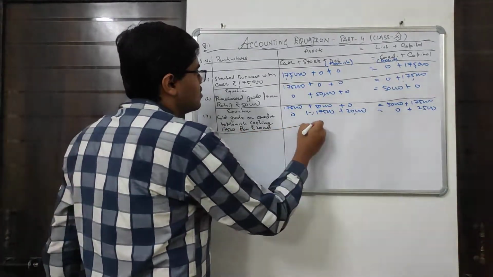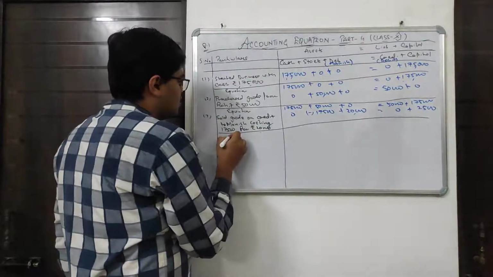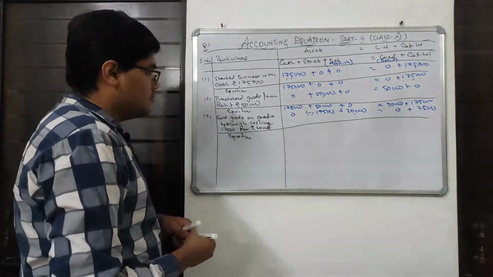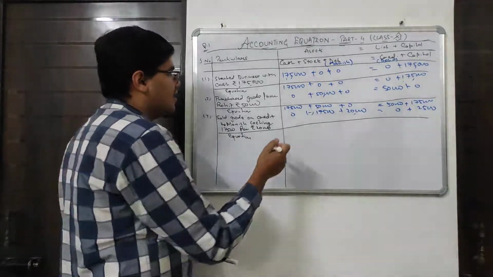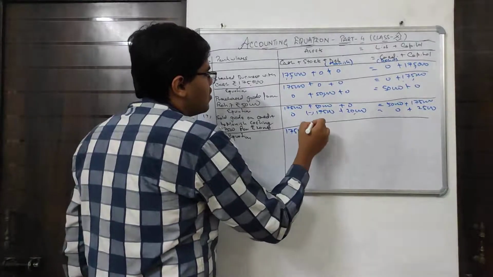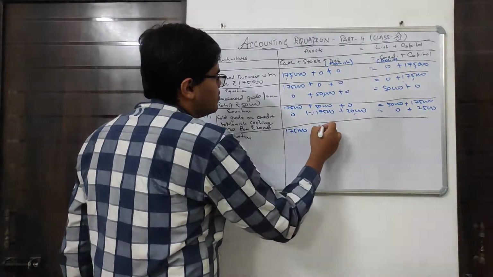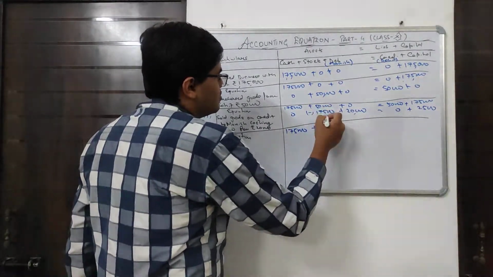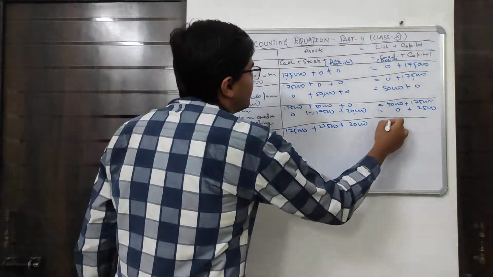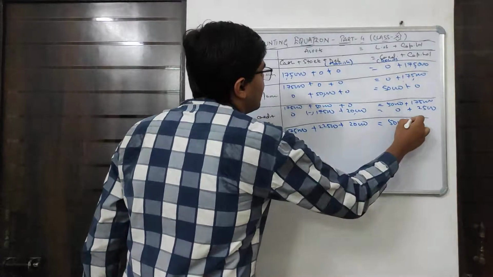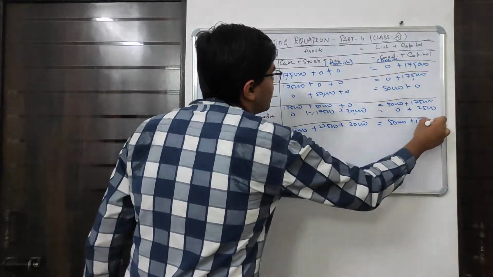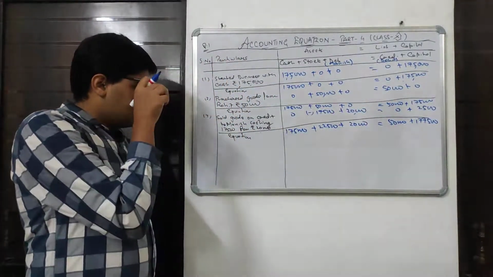So the equation: 1,75,000 will be in cash, stock will be 32,500, 20,000 debtor, 50,000 creditor, and 1,77,500 will be our capital. Okay, hope it is clear to you.